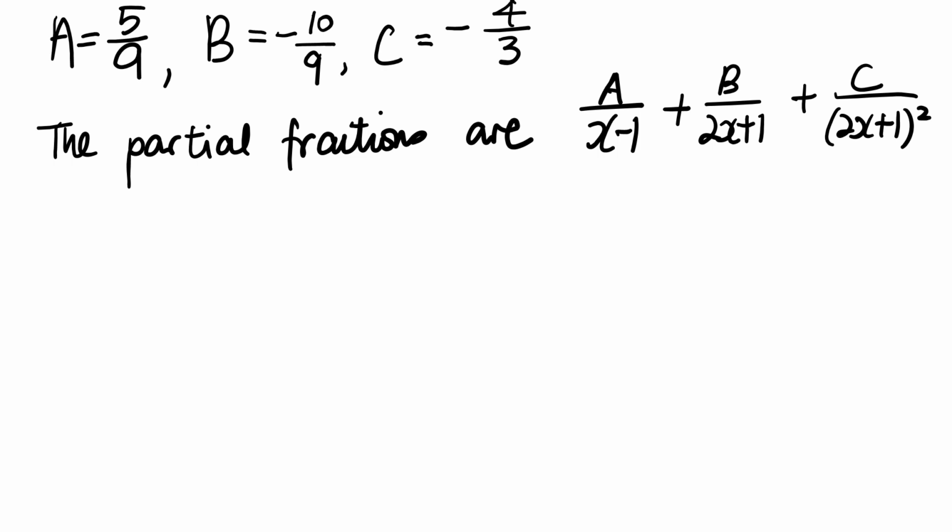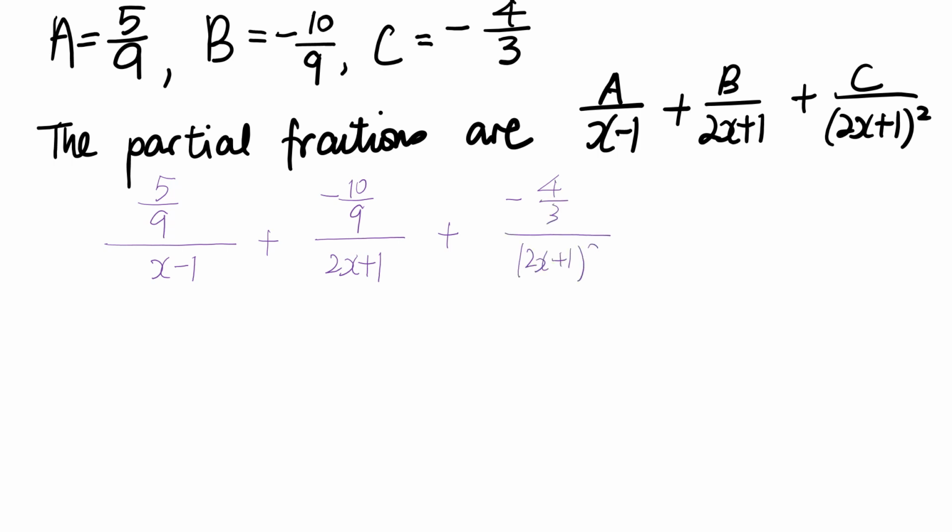Now that's plugged into your partial fractions. So we will have 5 over 9 over x minus 1 plus negative 10 over 9 over 2x plus 1 and plus negative 4 over 3 over bracket 2x plus 1 to the power of 2. Now, we can't leave the answer in this form. It's not simplified, right? So I'm going to teach you one simple trick to simplify it.